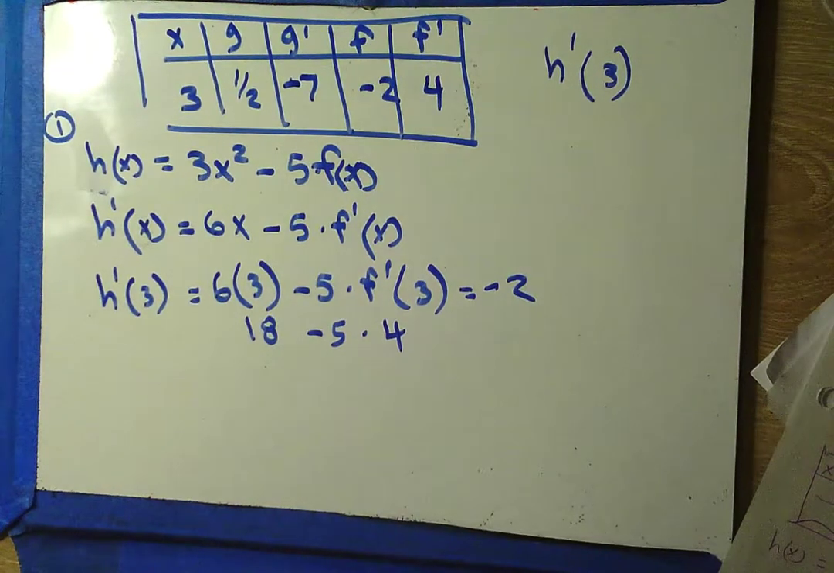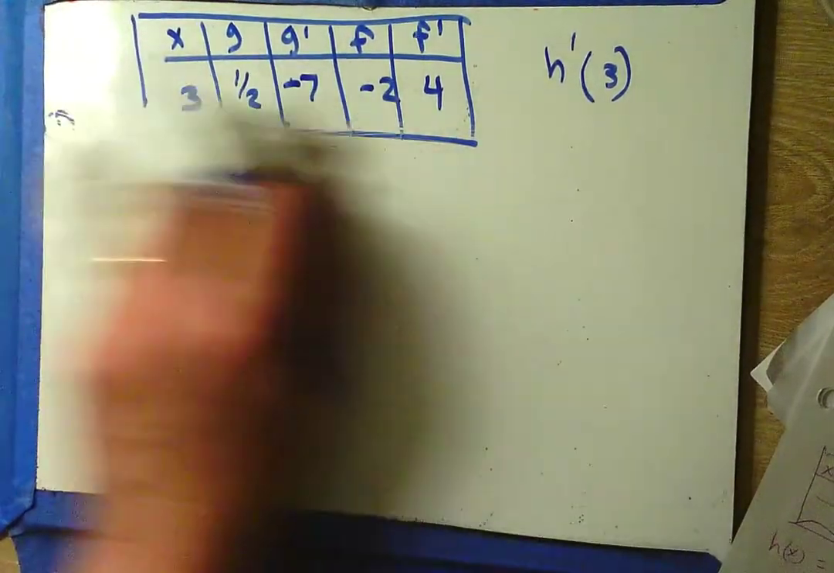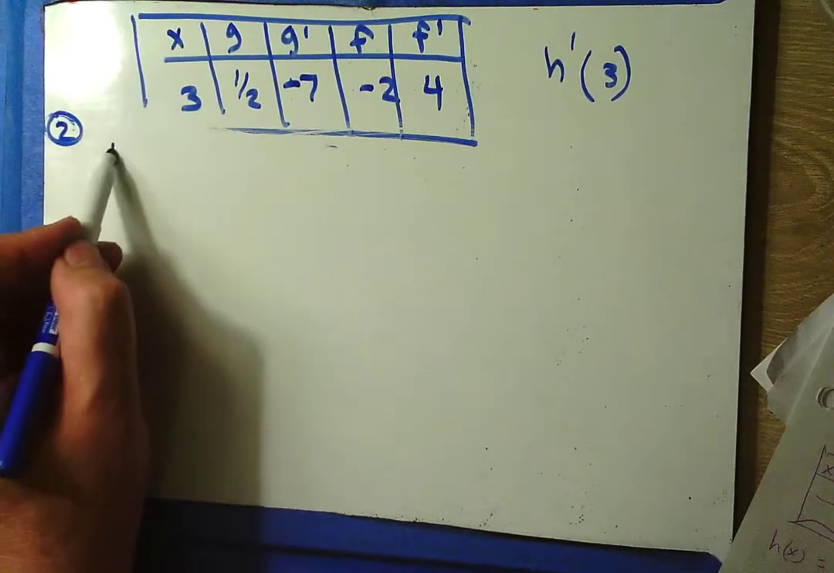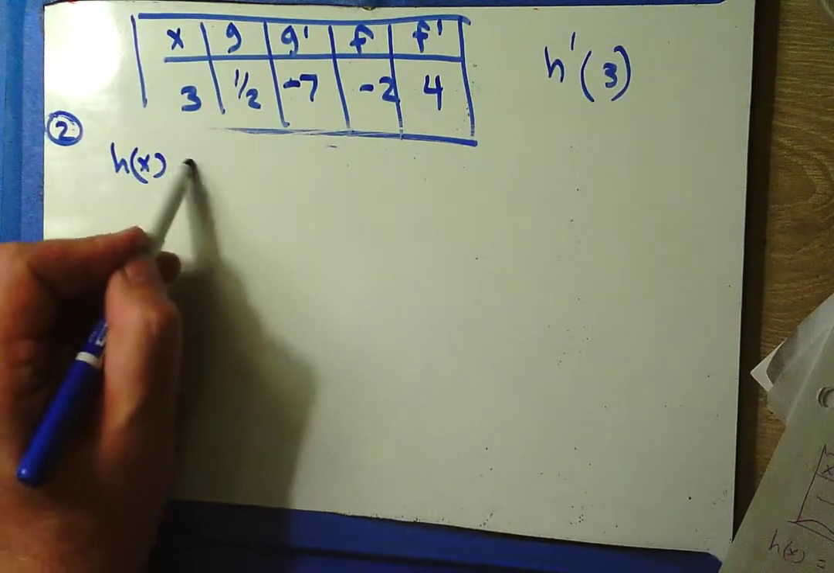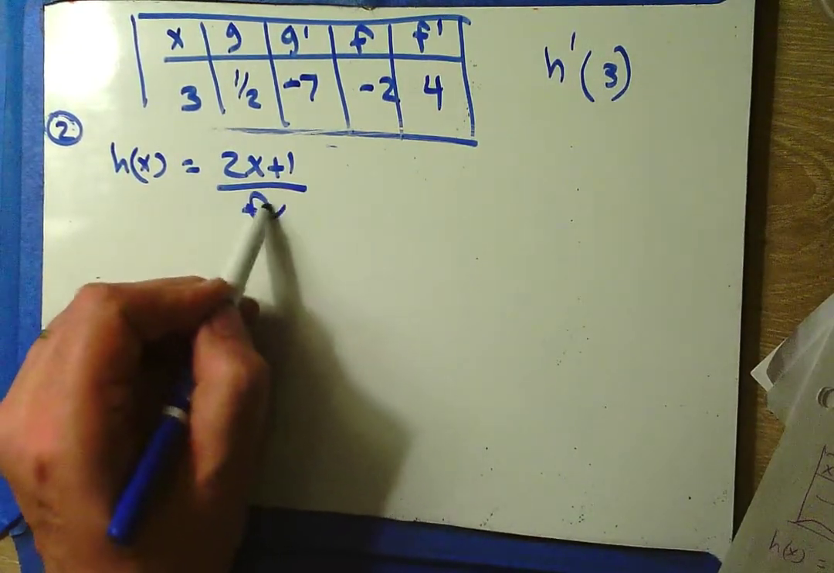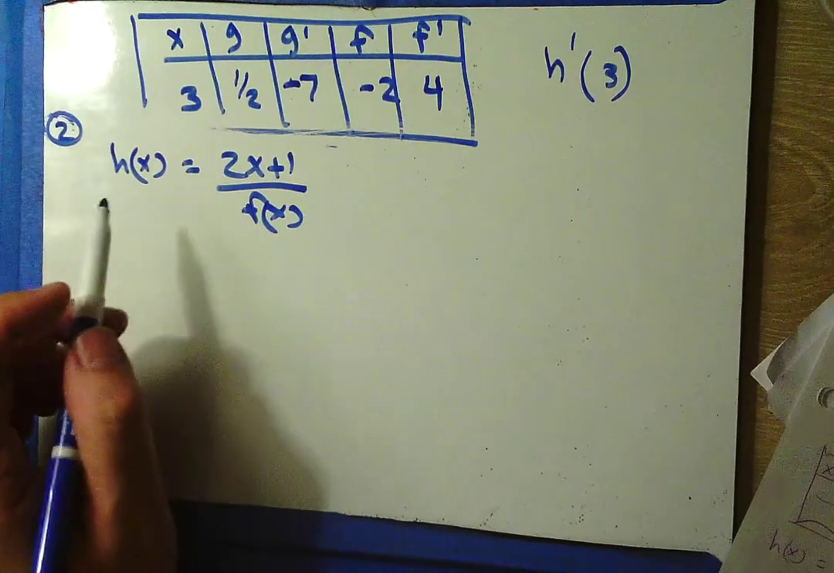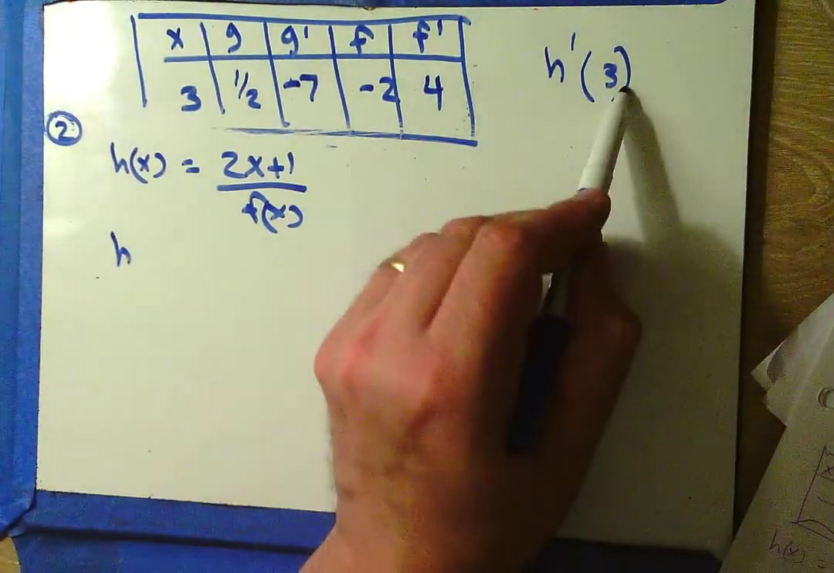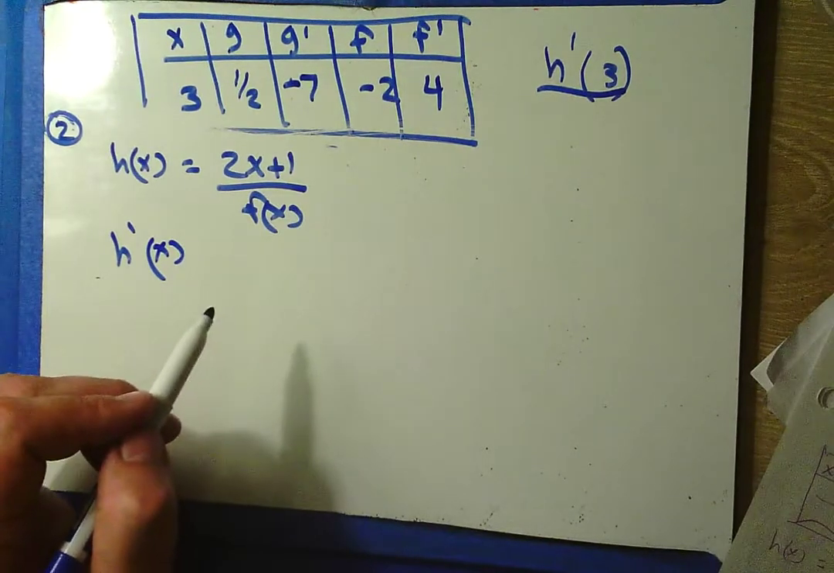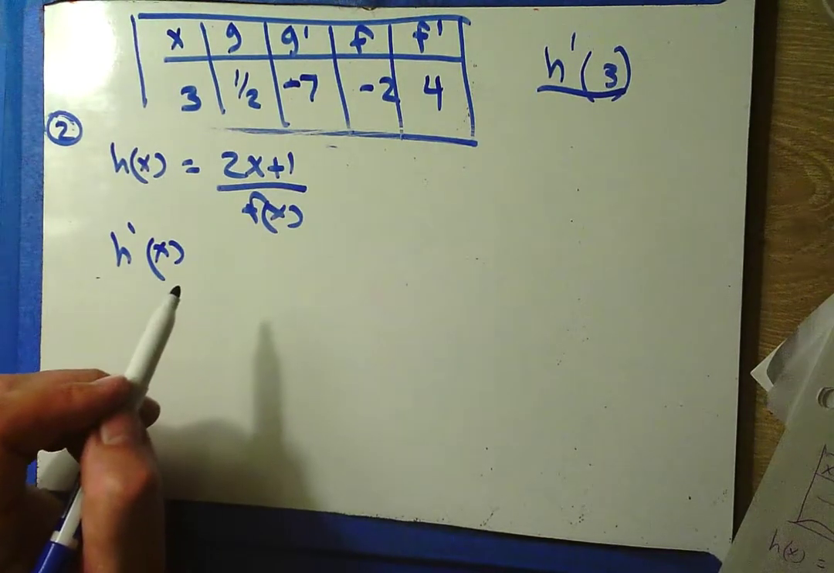So the next few problems that we do are all going to be using this table, okay? Number 2. h of x equals 2x plus 1 over f of x. And remember, we're looking for h prime of 3. But we're going to start by finding h prime of x.